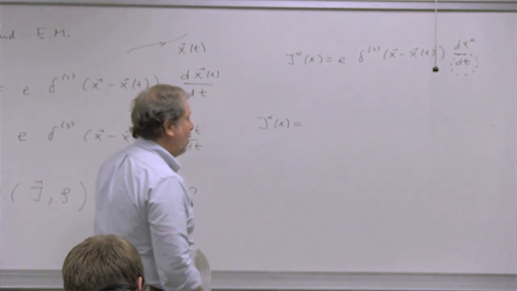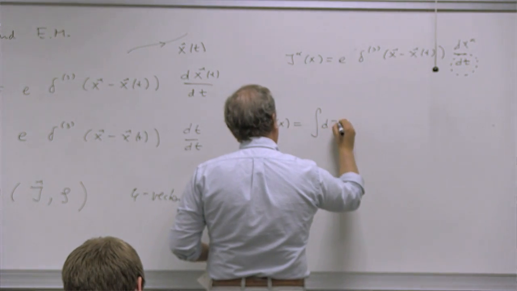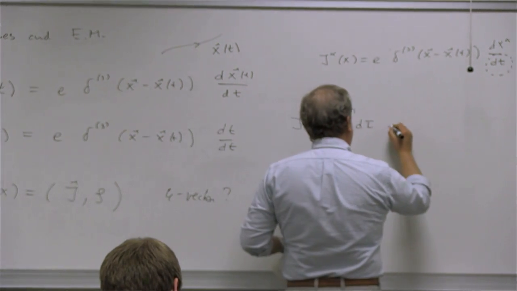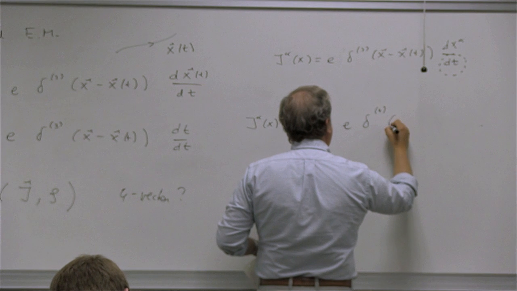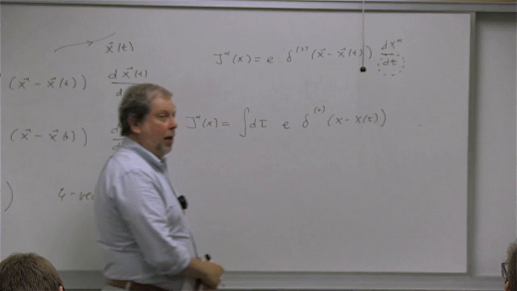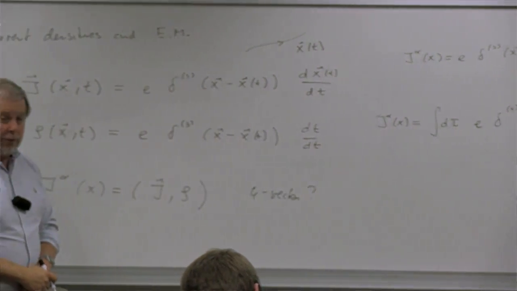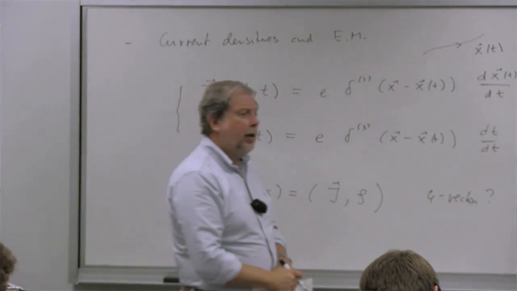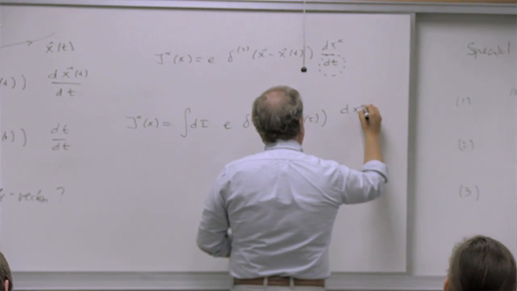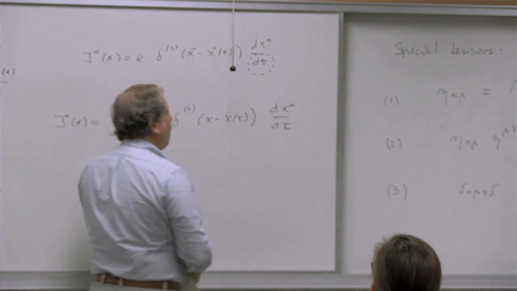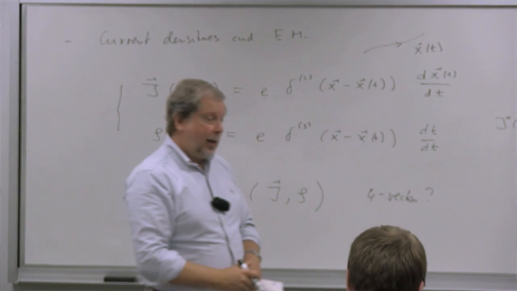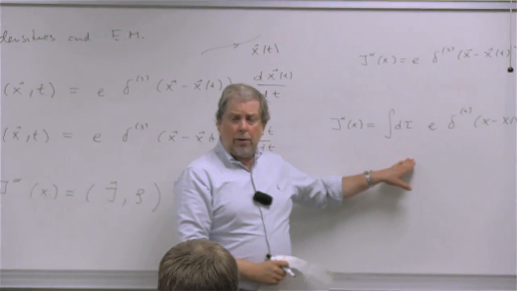I can rewrite it as an integral over proper time, d tau, and then I can write this as E times delta 4 of x minus x of tau. So I can replace the delta 3 by a delta 4, which means I get an extra delta function in the tau variable, and then rewrite this as dx alpha by d tau. Now, if this rewriting was true, then do you think this is a good 4-vector?